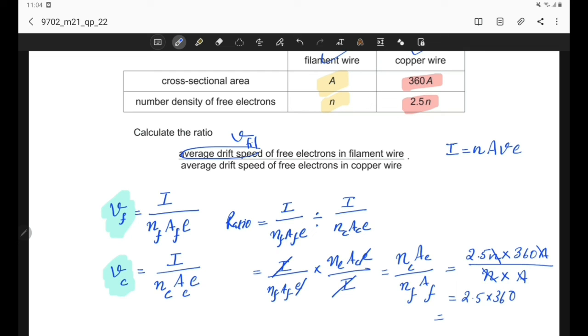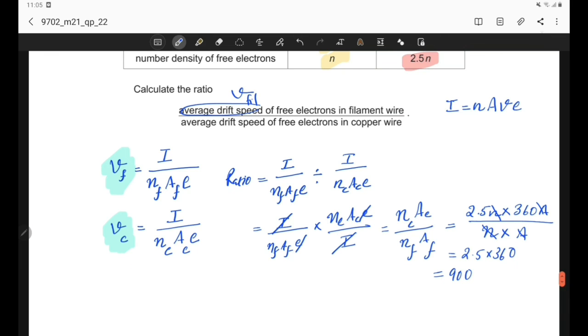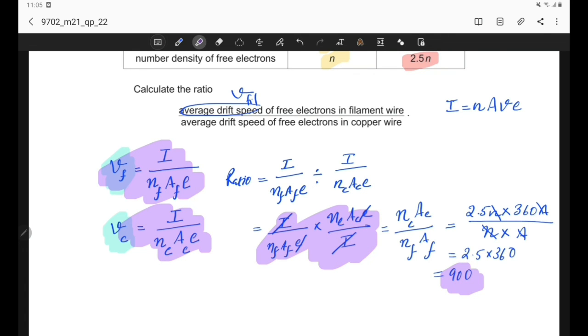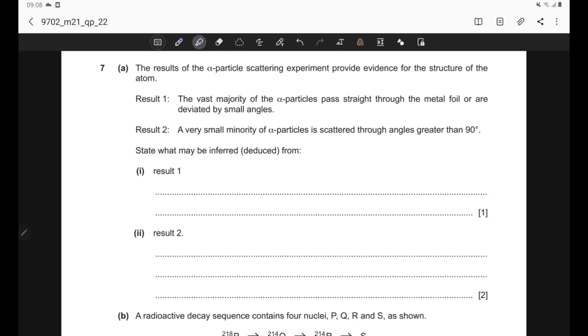And the answer is 900. Since it is a ratio, there is no unit. So here, for identifying or writing this equation and substituting in this ratio, you can score 1 mark, and for the final answer, you will get the other mark.